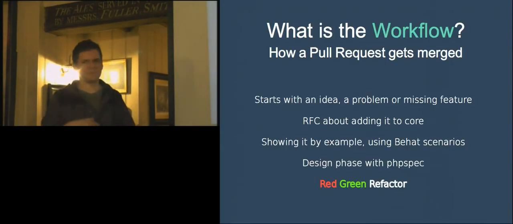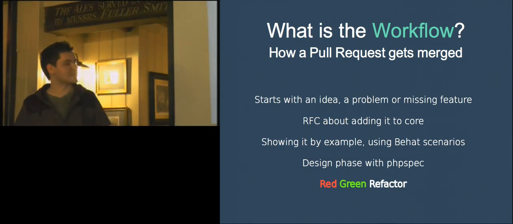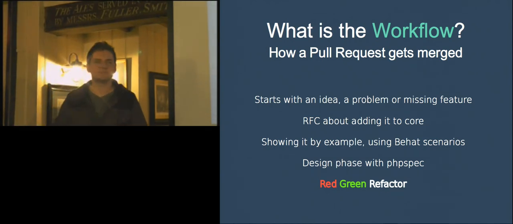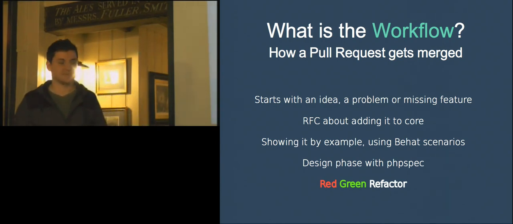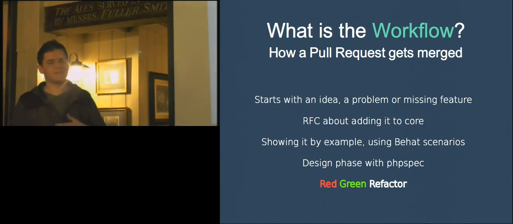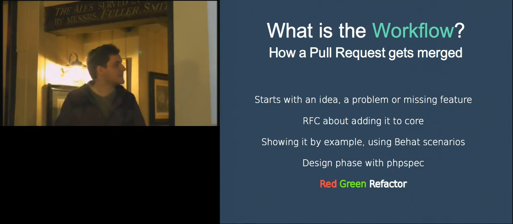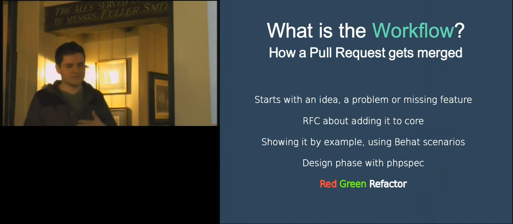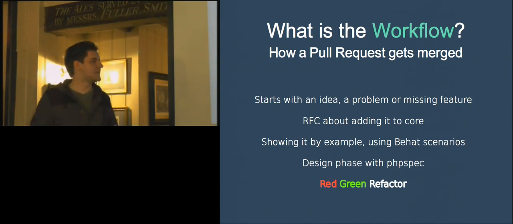So, what is the workflow with Sylius with such features? Most of the time it starts with an idea for a new feature. There's a problem with an existing feature, or there's something missing. So the people come and say, hey, we started a Sylius project, there's this very important feature missing. How can we implement it? It was the case, for example, with the address book. So the first thing we do is start an RFC about adding it to core. So we discuss if it makes sense that it is part of Sylius and not maybe an external bundle. We generally discuss if it's worth the effort to implement it.